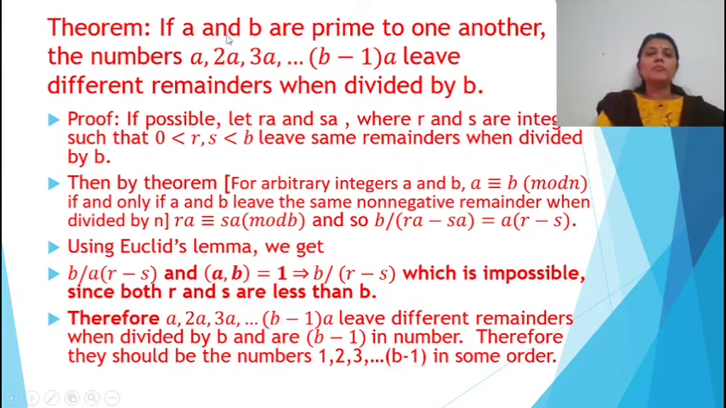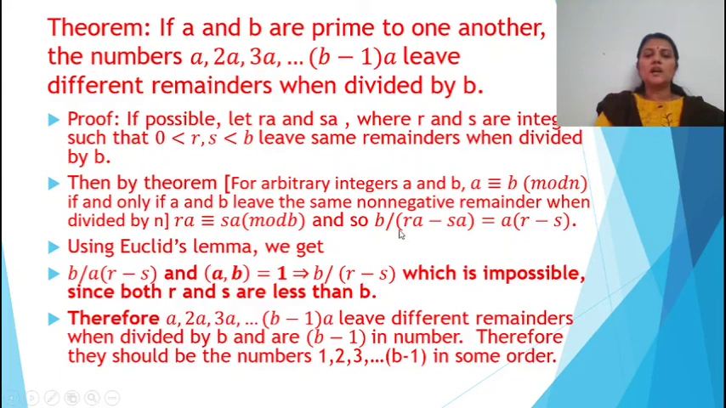Now we have a theorem. If a and b are prime to one another, the numbers a, 2a, 3a, etc., (b minus 1) into a leave different remainders when divided by b. If possible, let ra and sa, where r and s are integers such that 0 less than r, s less than b, leave the same remainders when divided by b. Then by the theorem, for arbitrary integers a and b, a and b are congruent mod n if and only if a and b leave the same non-negative remainder when divided by n, our second theorem. So ra congruent to sa mod b.